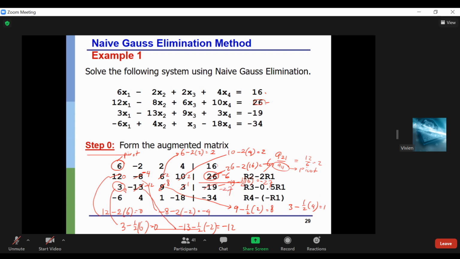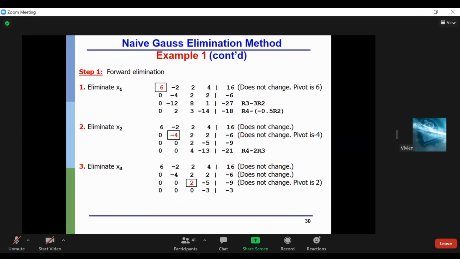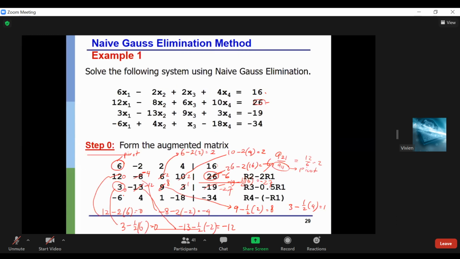So for the third row here we have 0, minus 12, 8, 1, and minus 27. Again, the same for the fourth row.